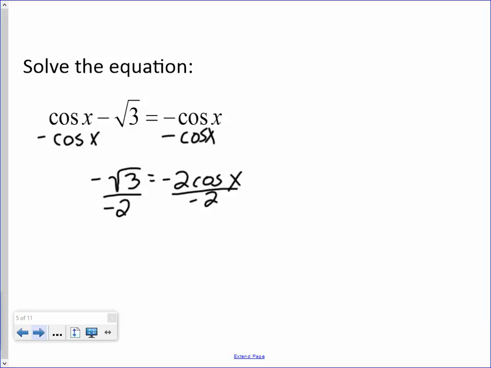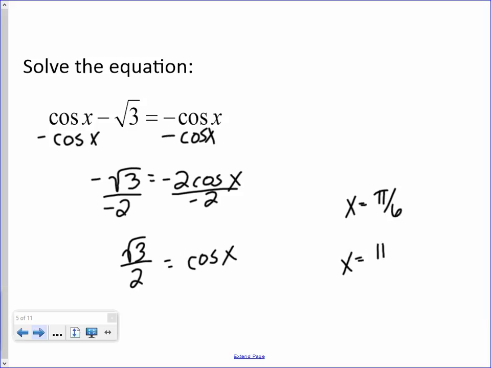If we divide by negative 2, then negative divided by negative becomes a positive. We got square root of 3 over 2, which you should feel pretty good, that's from the unit circle, right? Equals the cosine of x. Can you now answer that question? What angles have cosines of square root of 3 over 2? Pi over 6, 11 pi over 6.